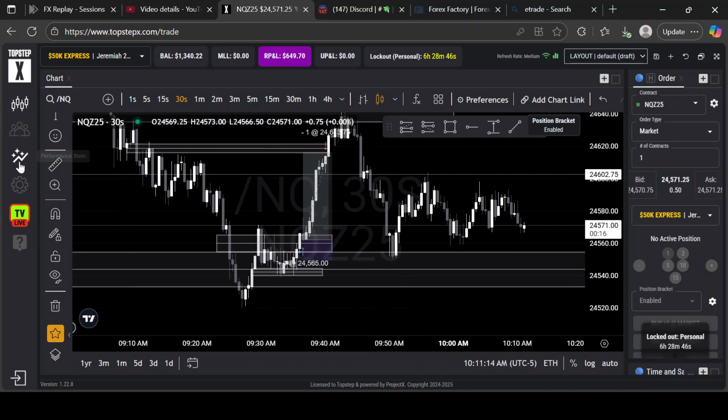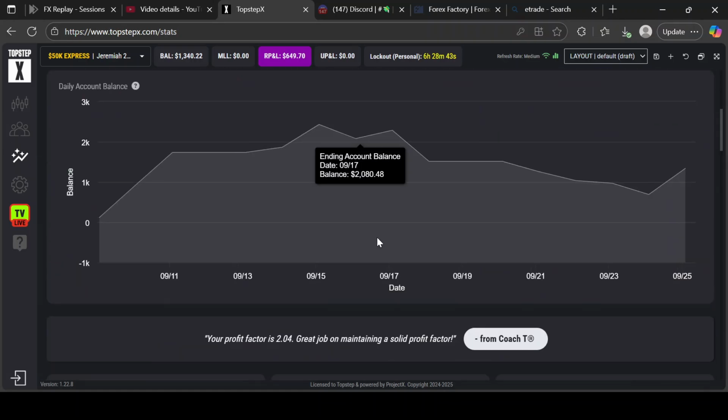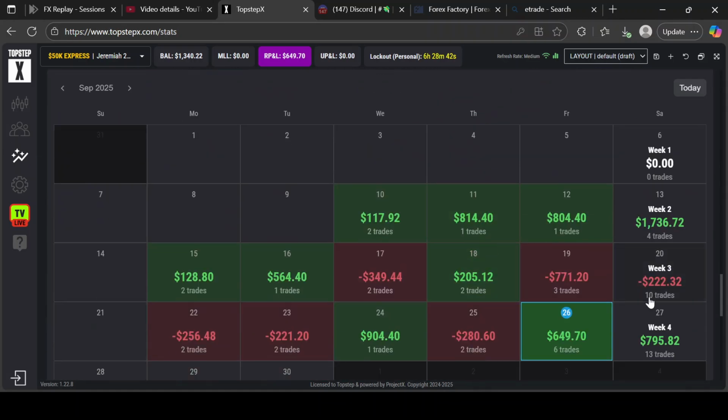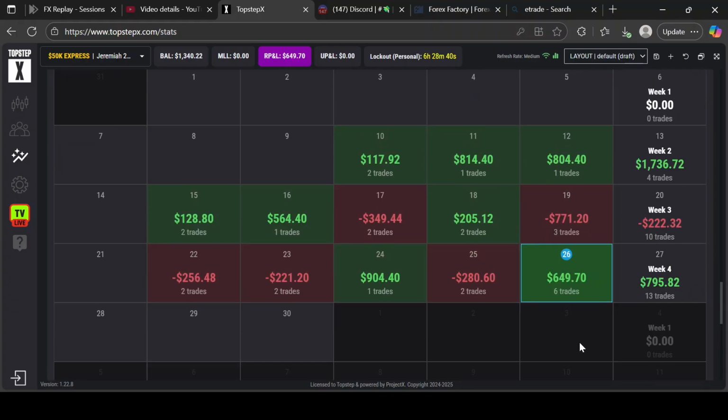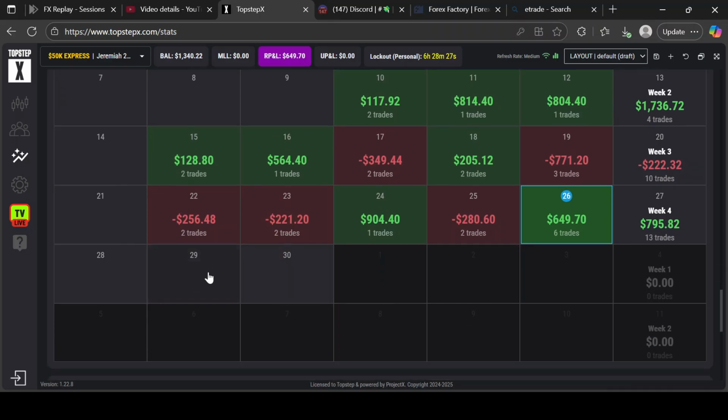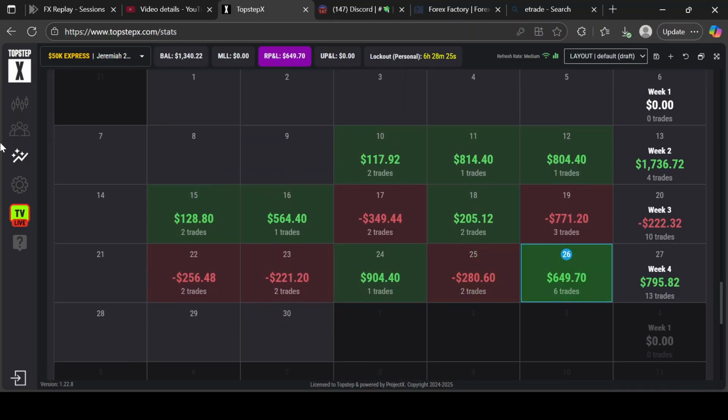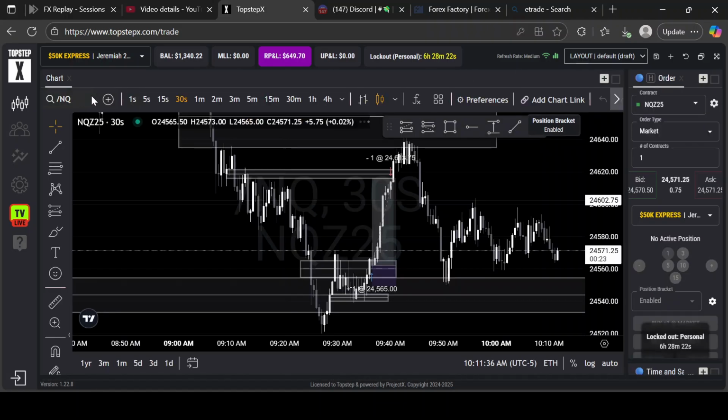So let me show you guys the calendar. There we go. We ended off the week around $800, which is an improvement from last week. Last week we were down 200. So this week was a pretty good week. Hopefully we can end the month positive. Not hopefully, we are gonna end the month positive.